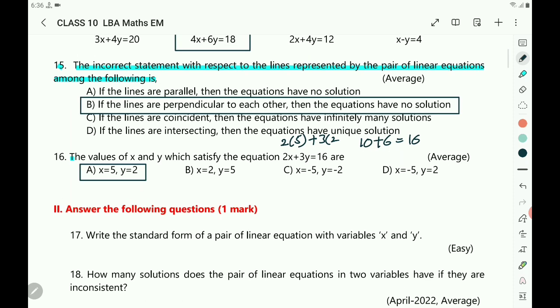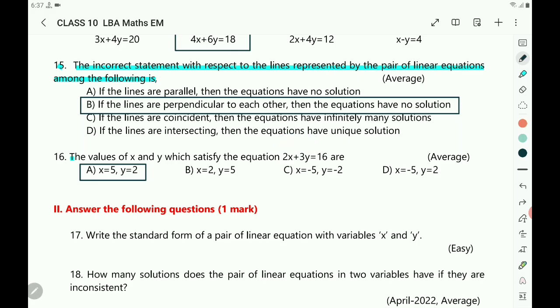If you observe the second one, you can try it. x equals 2 means 2 twos are 4, y equals 5 means 3 fives are 15. We will get 4 plus 15, which is not equal to 16. 4 plus 15 is 19, so this is not the answer. And next, x equals minus 5, y equals minus 2. 2 into minus 5 is minus 10, 3 into minus 2 is minus 6. By adding this, you will get minus 16. So this is also not the solution.